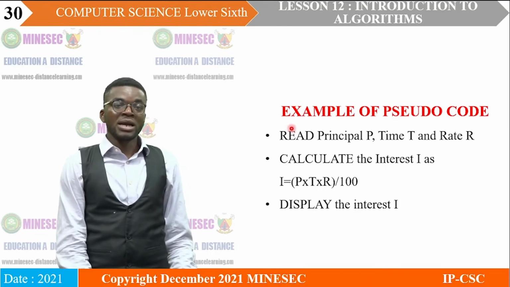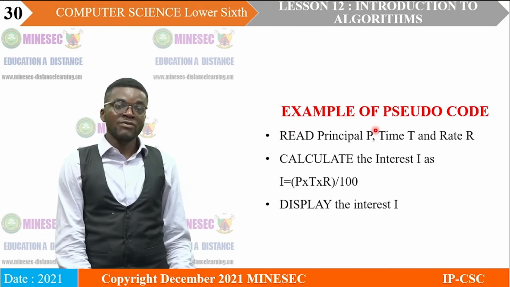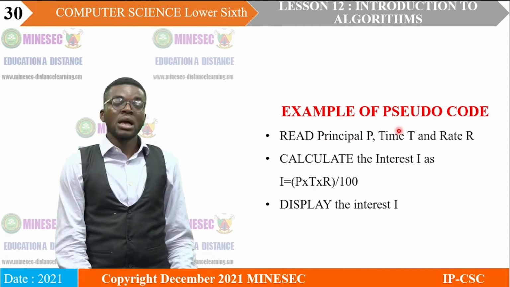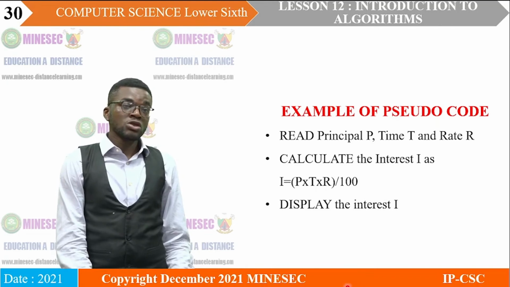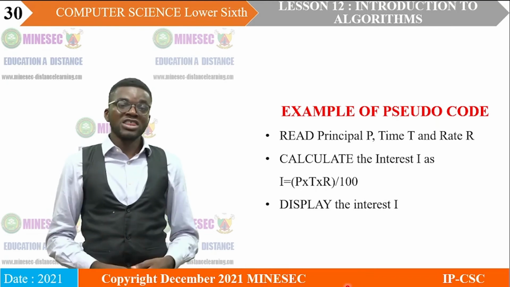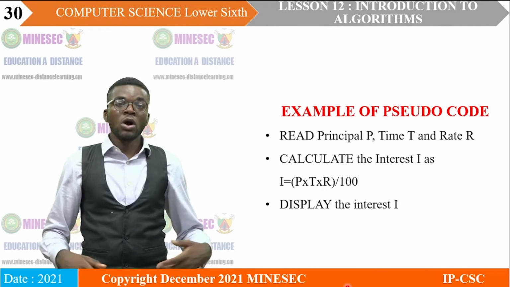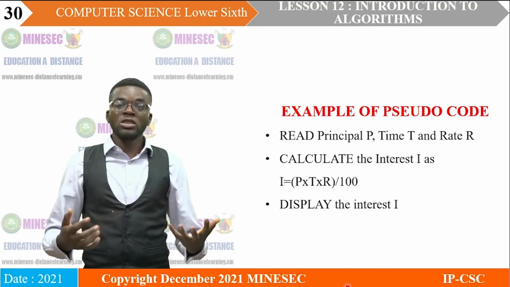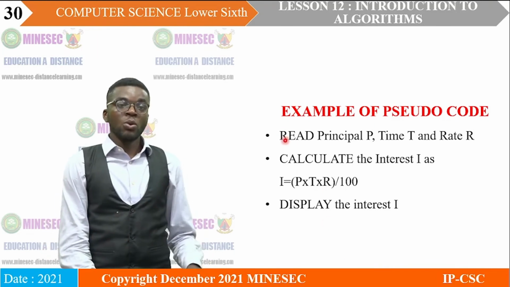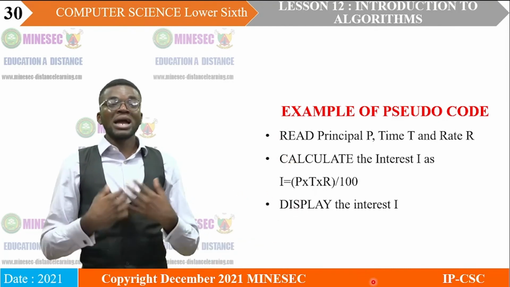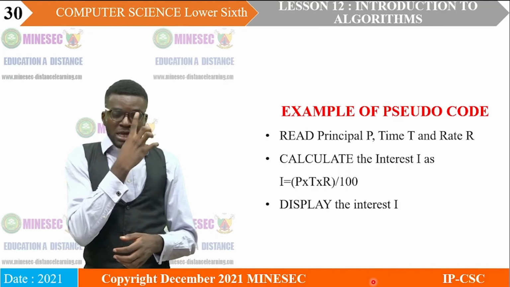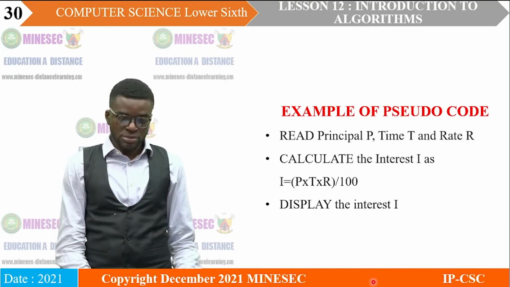So we read our principal, that is our investment, our capital, the time, and the rate. So we get the simple interest on a loan, or on money. So we read, calculate, and we display. With this, we are presenting this algorithm using natural language.